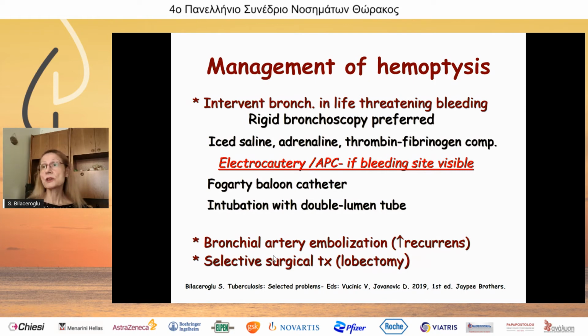Intubation with a double lumen tube can be used, so that one lumen is giving air ventilation to the non-bleeding side. The other lumen is used to aspirate the blood or to do the interventional procedures for the hemoptysis. Bronchial artery embolization can be used in cases where the hemoptysis recurs or where interventional procedures are not helping. Selective surgical treatment can be used in some patients, such as resections, such as lobectomy.